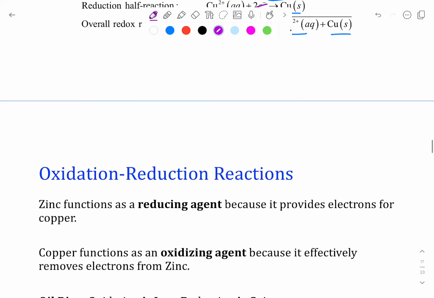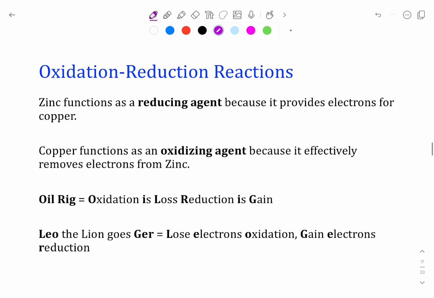Okay, we have some special terms for what's doing the oxidation and what's doing the reduction. So zinc, which was being oxidized in our reaction, functions as a reducing agent because it provides the electrons for copper. So it allows the reduction to happen. So whatever's being oxidized is then the reducing agent. It provides the electrons for the reduction to happen.